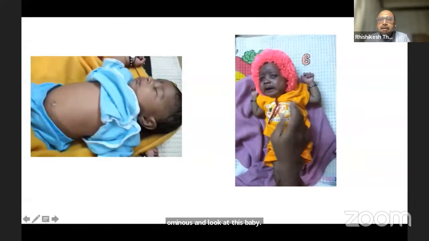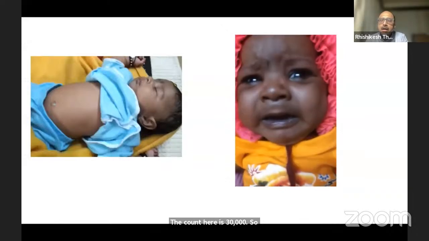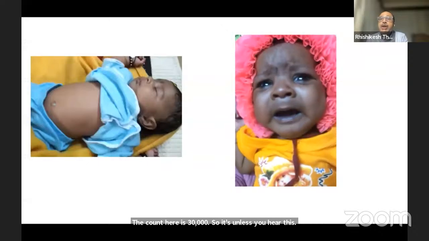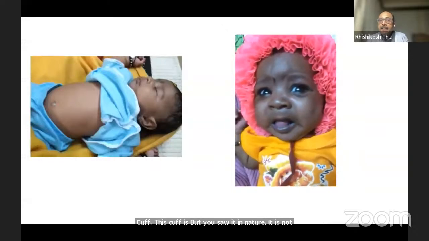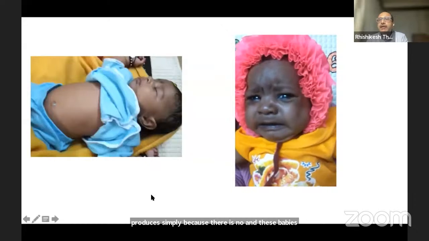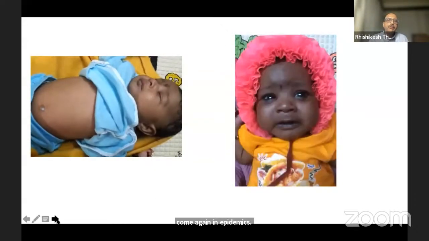The count here is 30,000. So unless you hear this cough, this cough is pertussoid in nature. It is not pertussis simply because there is no whoop. And these babies come again in epidemics. You have here again a clue on what you see and what you hear to come to a final diagnosis.